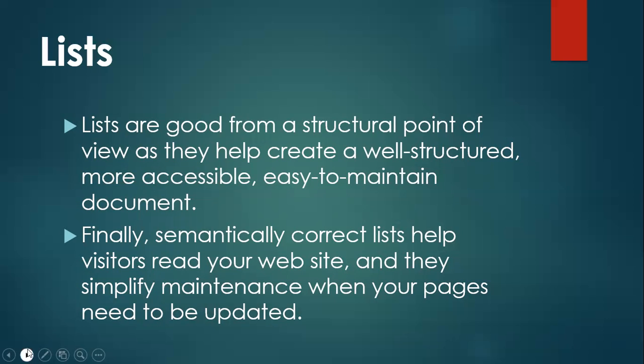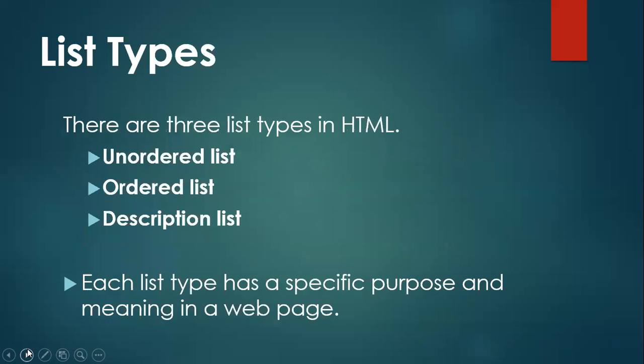So let's come to the types of lists. How many types of lists can we create in an HTML document? There are three main types of list: unordered list, ordered list, and description list. Every list has its own specific purpose and meaning for web page design. Let's see one by one for which purpose we use these different types of lists.